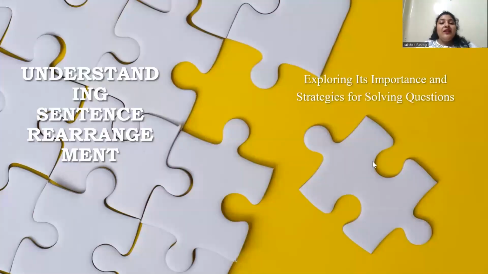Now we are going to study understanding sentence rearrangement. So what is sentence rearrangement? Sentence rearrangement involves organizing the words or clauses in a sentence to change its structure or emphasis. This can be useful for improving sentence clarity, varying sentence structure, and creating different effects. So there are some types of sentence rearrangement.